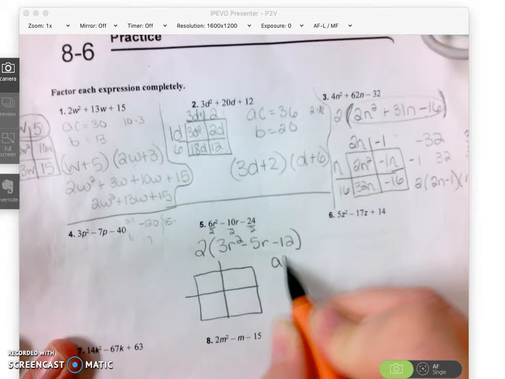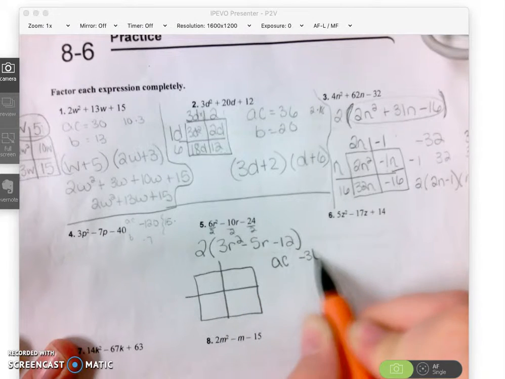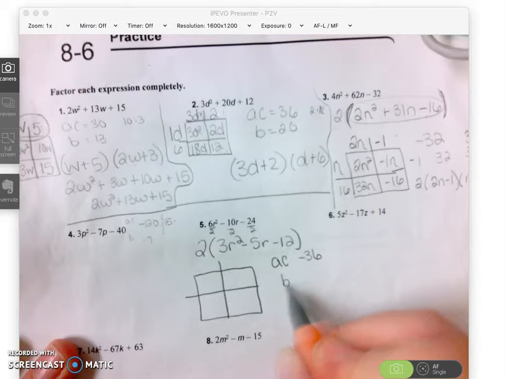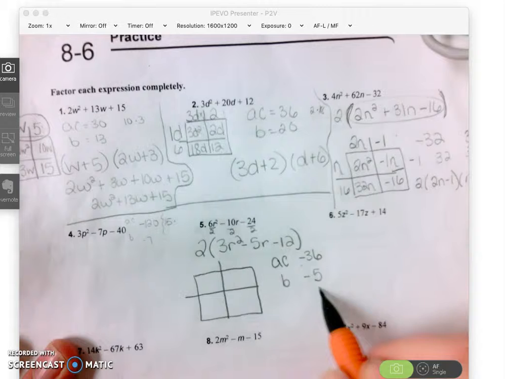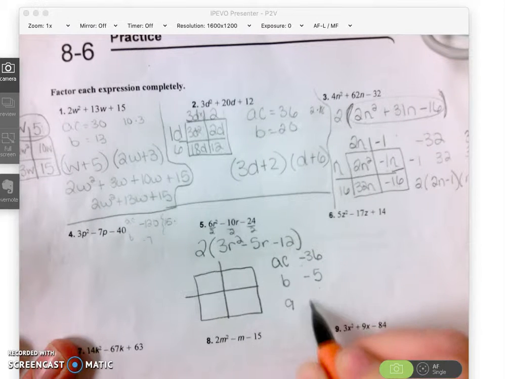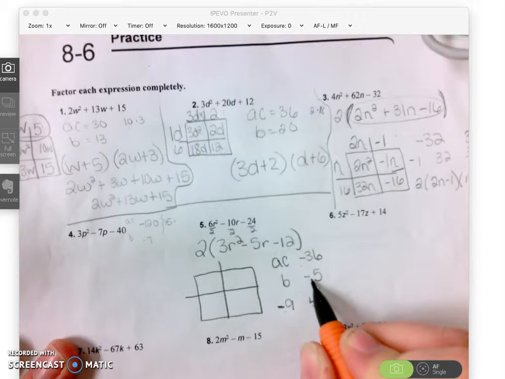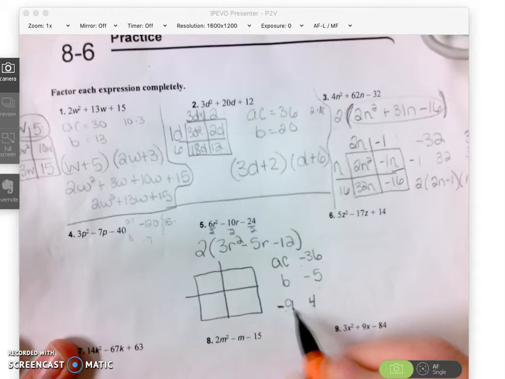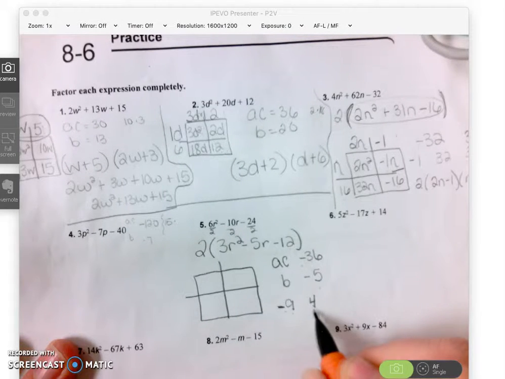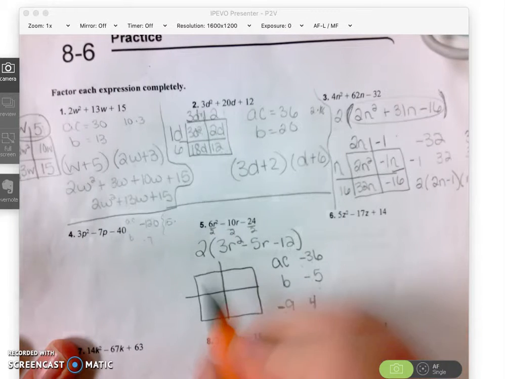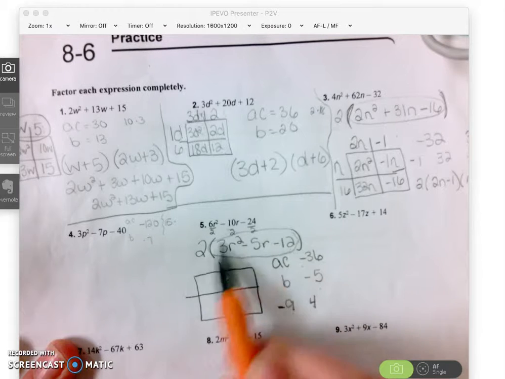I'm going to write my little notes over here. AC is negative 36, and my B is a negative 5. I have to think of all the factors of negative 36 that add up to negative 5. So if I see 9 and 4 multiplied together, one of them needs to be negative. So the bigger absolute value will be negative. Negative 9 times 4 is a negative 36. Negative 9 plus 4 is a negative 5. So remembering that just this part now I'm working with, the 2 will come in later.